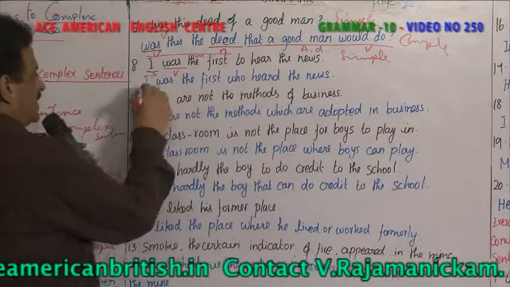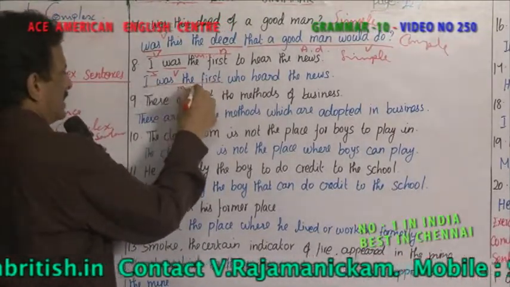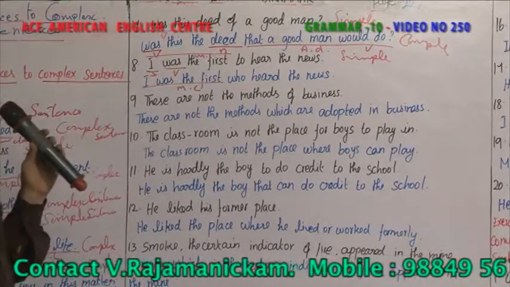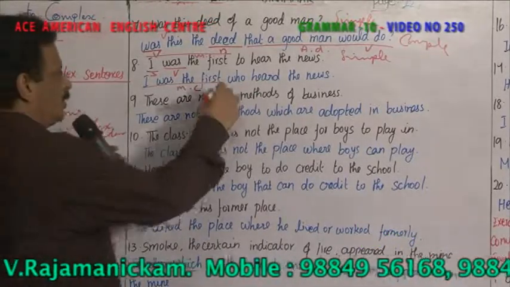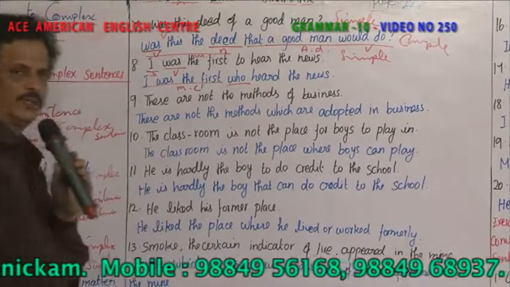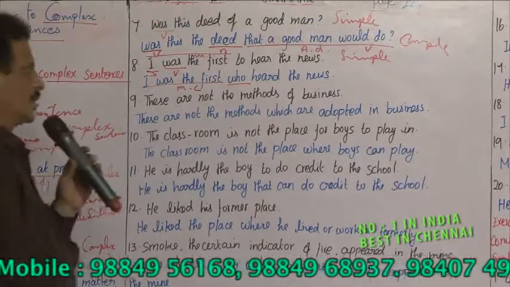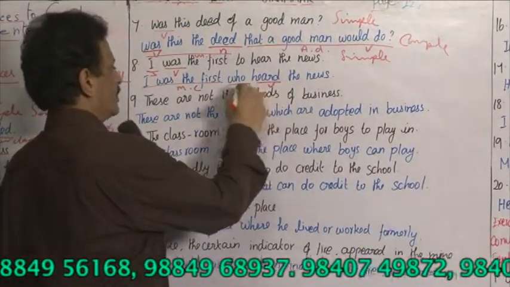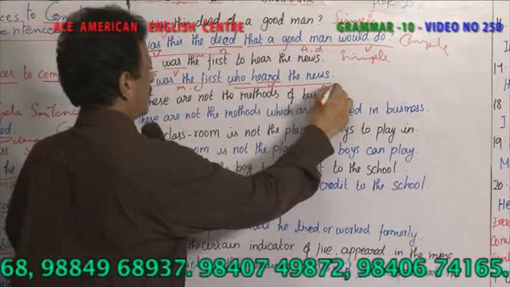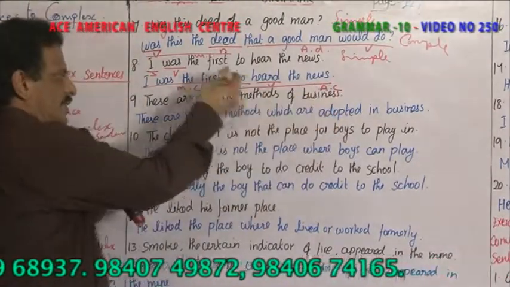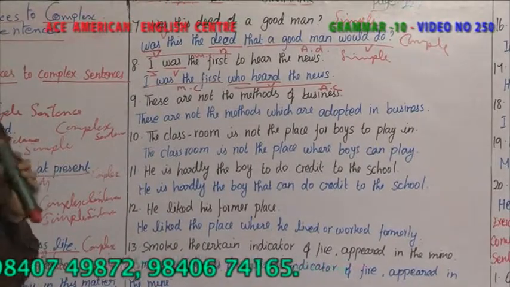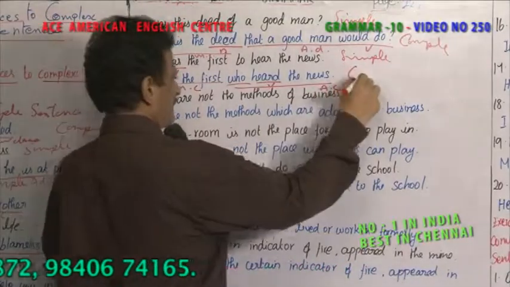I was the first is the main clause. I was the first who heard the news. The "who" stands for what? Anybody? "Who" stands for I. So here is a verb. So this entire thing becomes an adjective clause. So one adjective clause, a subordinate clause, depends upon the main clause. So this becomes a complex sentence, right?